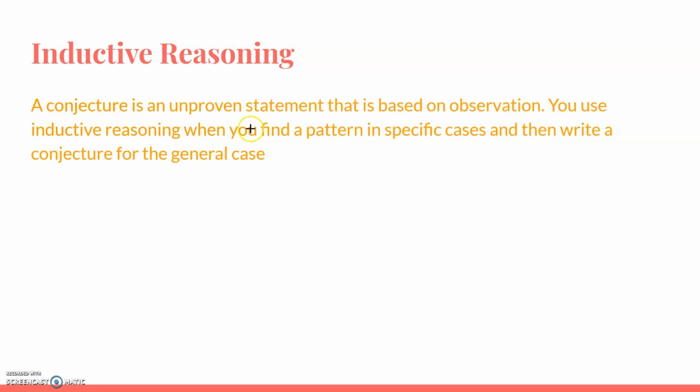So, before we go on to that, let's take a look at the definition of a conjecture. A conjecture is an unproven statement that is based on observation. So, you can use inductive reasoning when you find a pattern in specific cases and then write a conjecture for the general case. Inductive reasoning is just based on a pattern that we see in specific cases. Then you write a sentence that is based on that pattern.